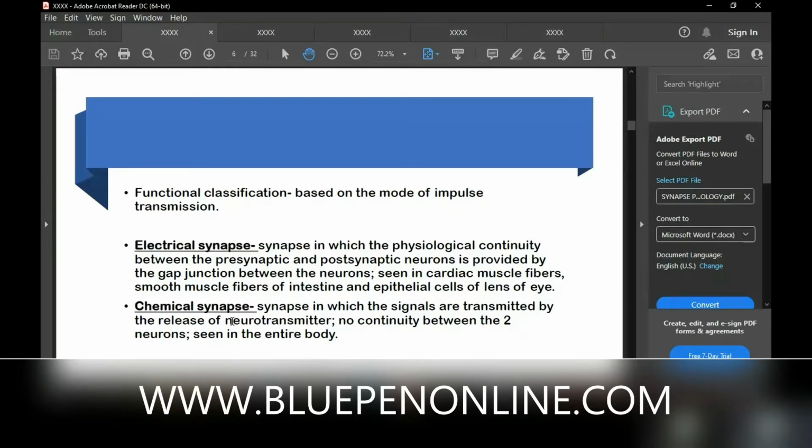That is electrical synapse. It is mainly seen in cardiac muscle fibers, smooth muscle fibers of the intestine, and epithelial cells of the lens of the eye. These are the areas where we mainly see electrical synapse. Is it clear? Okay.